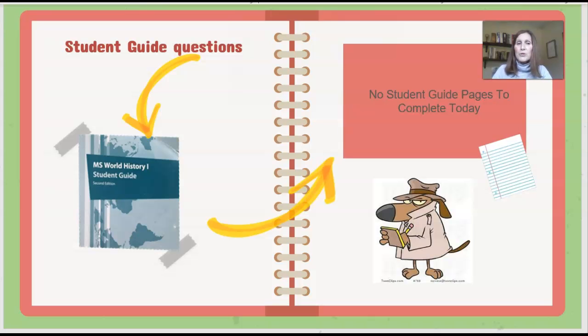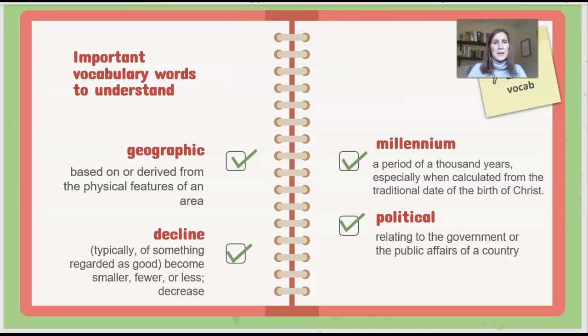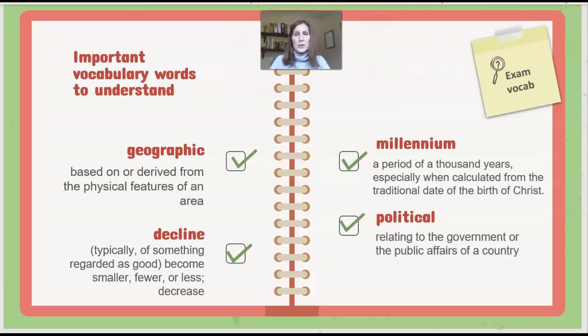And as you can see here, there are no student guide pages to complete today. So you do need to make sure you have your reading complete, pages 78 to 81 in your Human Odyssey book. Some vocabulary to help you understand the lesson. Geographic is based on or derived from the physical features of an area. Decline is when something regarded as good becomes smaller, fewer, or less. It decreases. A millennium is a period of 1,000 years, especially when calculated from the traditional date of the birth of Christ. And political is relating to the government or the public affairs of a country.